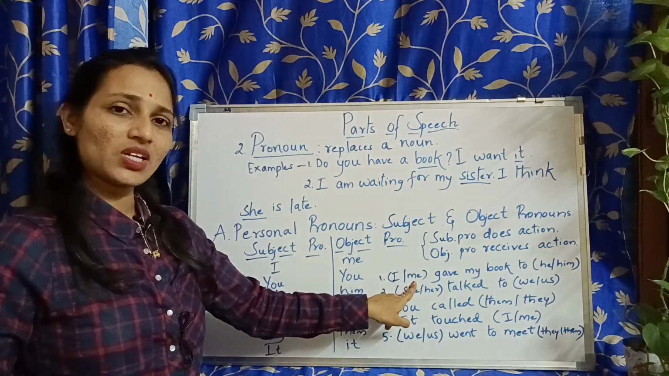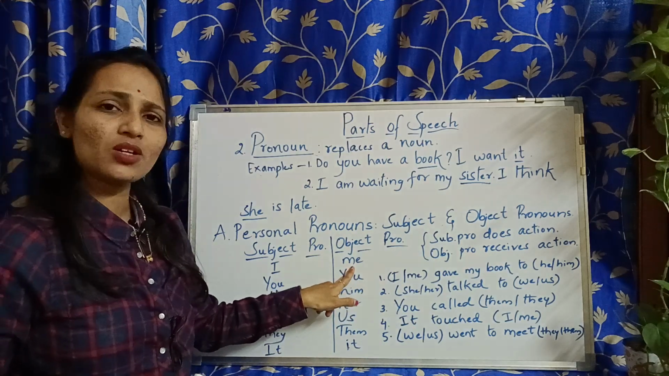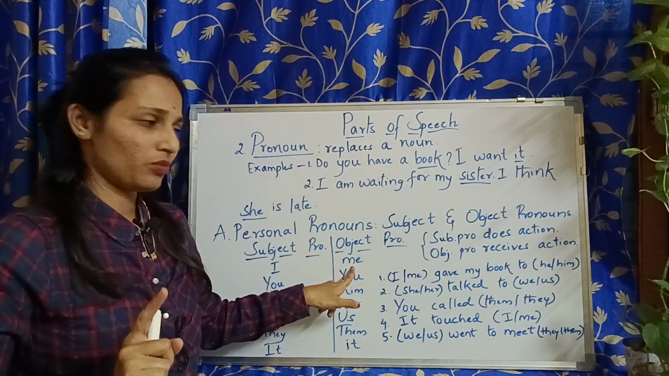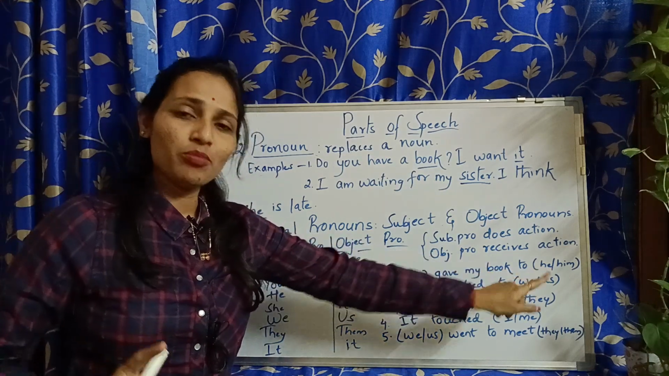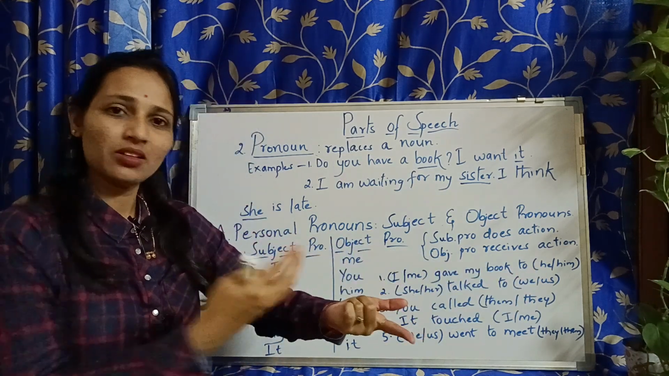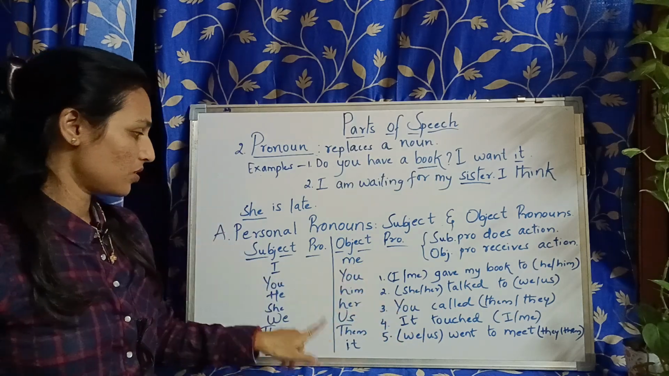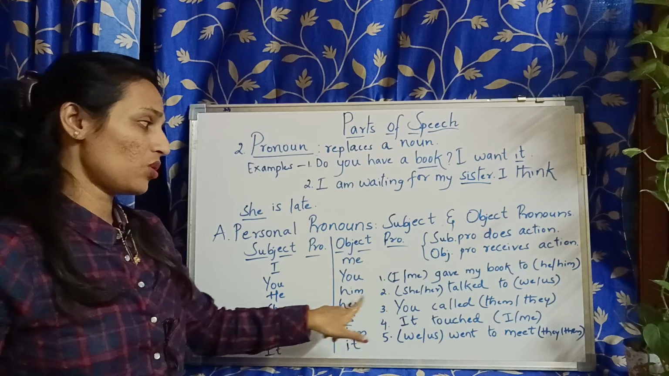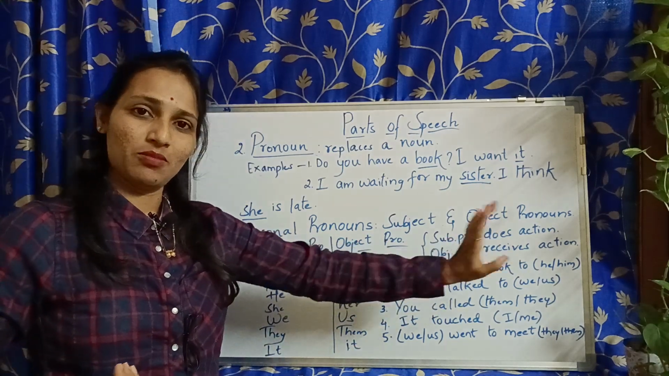You can't begin the sentence with me. Me is what? It's an object pronoun. It only receives the action. It does not perform an action. He cannot come in the end because he has to perform an action. He cannot receive an action because he is a subject pronoun and him is an object pronoun. So, I gave my book to him.